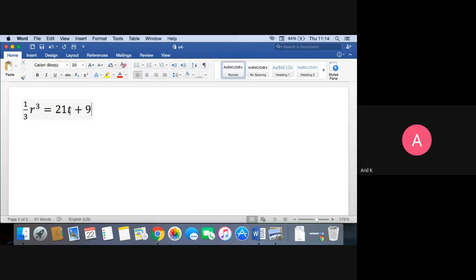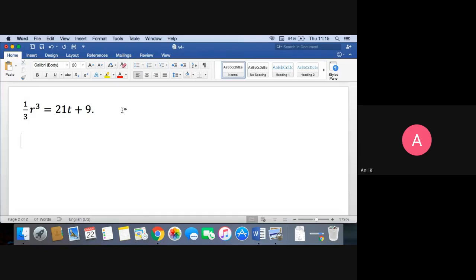For example, t is 0. If I substitute t equals 0 in this equation, what do you get? 21 into 0 will be 0. r cube by 3 equals 9, then r cube equals 27, then the r value will be 3. So it is satisfying the given condition. When t is 0, I am getting r is 3. Therefore your answer is correct.